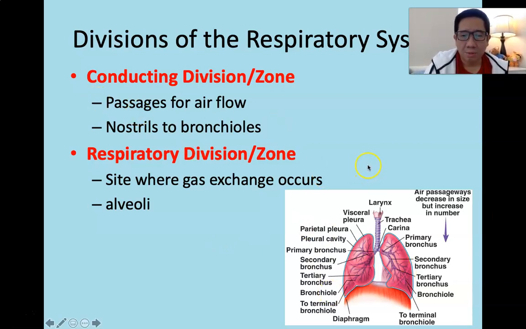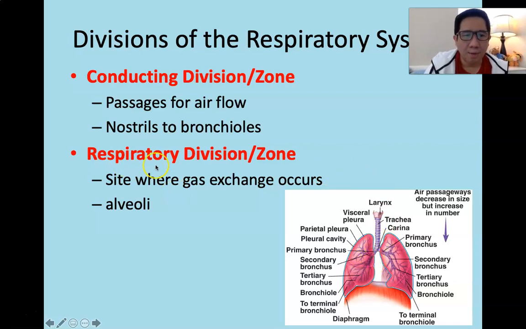Okay. So conducting zone and division and respiratory division and zone, you have your nostril to the bronchioles. So you actually have the conducting zone. Conducting means bringing the air in. Okay, bringing the air in. This is where the air comes in from your nose all the way down to your bronchioles.